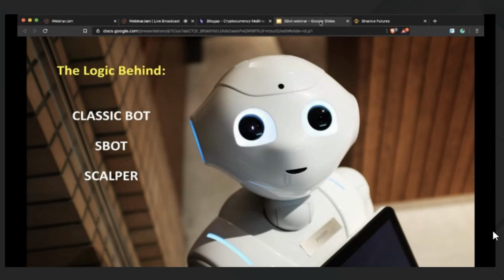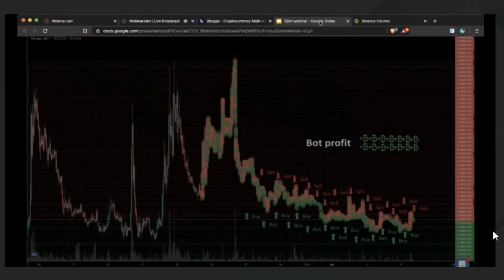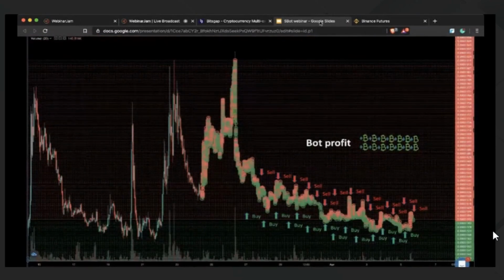Okay, so the question is, what is the logic behind the classic bot, the Sbot, and the Scalper? But before I start, let me tell you that certainly when it comes to high frequency trading, there are advantages.